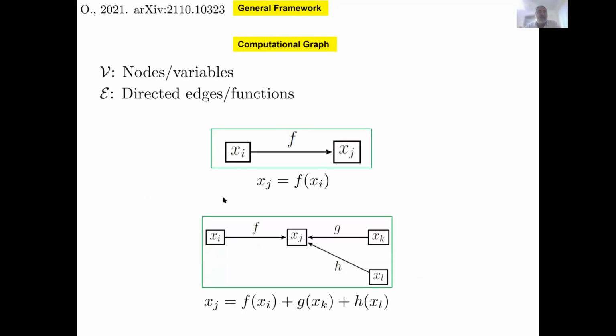Now, in this framework, we define a computational graph as a graph where nodes represent variables and edges are directed and represent functions. So the graph itself represents functional dependencies between functions and variables. For instance, the following graph is interpreted as the identity xj being equal to f of xi. And we interpret multiple incoming arrows as a sum. So the following graph is interpreted as xj being equal to f of xi plus g of xk plus h of xl.